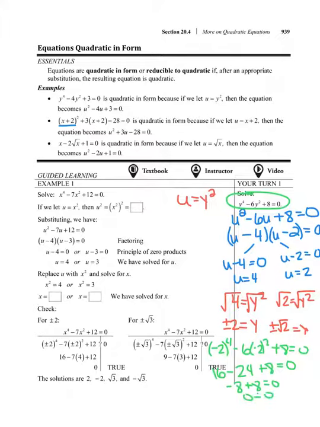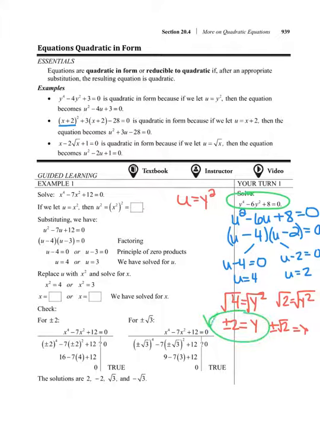So negative 2 is also a solution. And then I'm going to check positive square root of 2 and negative square root of 2. So positive square root of 2: square root of 2 to the 4th minus 6 square root of 2 squared plus 8 equals 0.